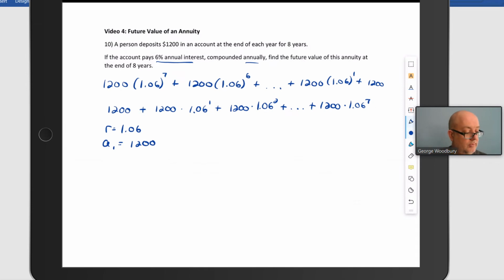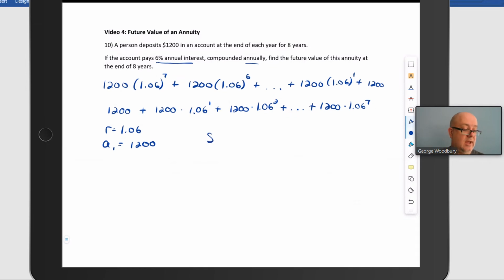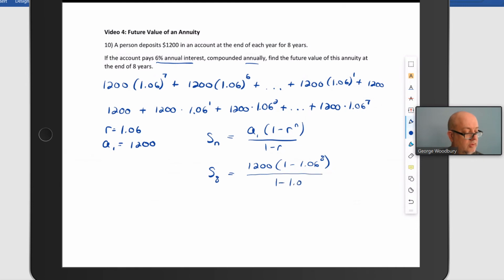So if we want to find the sum of this after 8 years, we'll use the formula S sub n equals A sub 1 times 1 minus R to the n power over 1 minus R. And here, that's going to be S sub 8 equals 1,200 times 1 minus 1.06 to the 8th power divided by 1 minus 1.06. Now we can go to the calculator to come up with this sum.